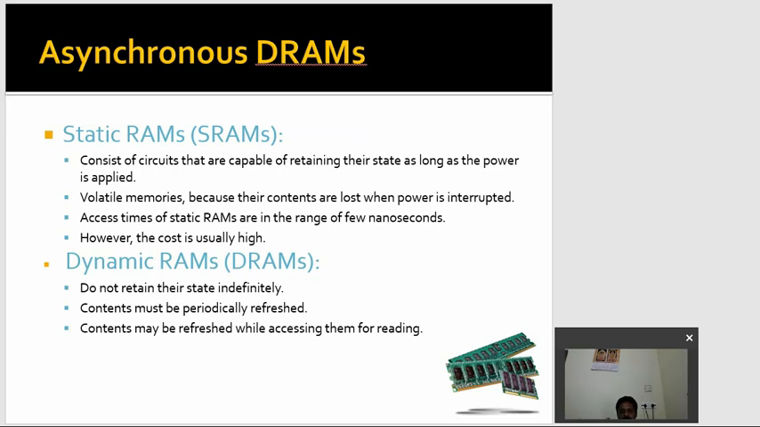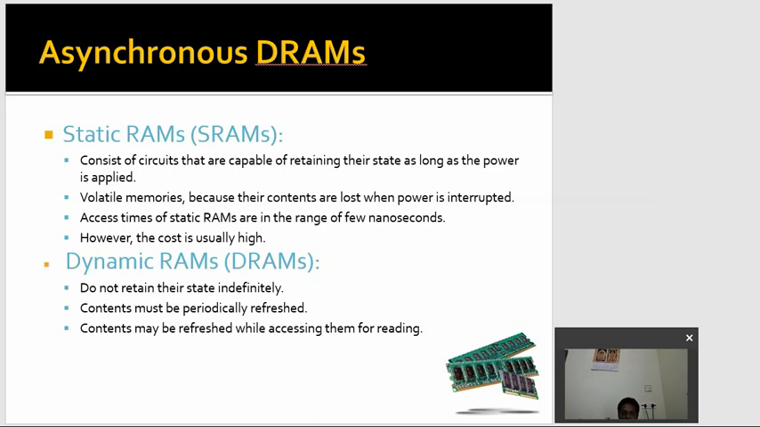Access time of static RAMs is in the range of a few nanoseconds. However, the cost of this RAM is usually high. And as we already discussed, the size will also be less and the cost is high. The dynamic RAM does not retain its state indefinitely.